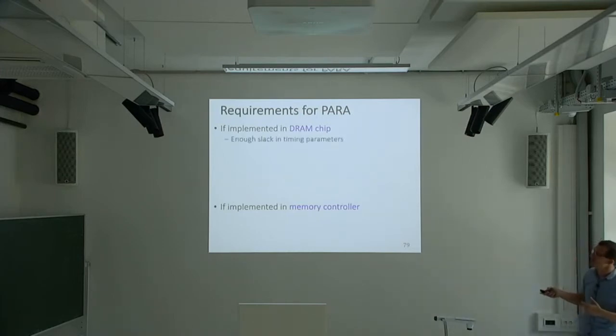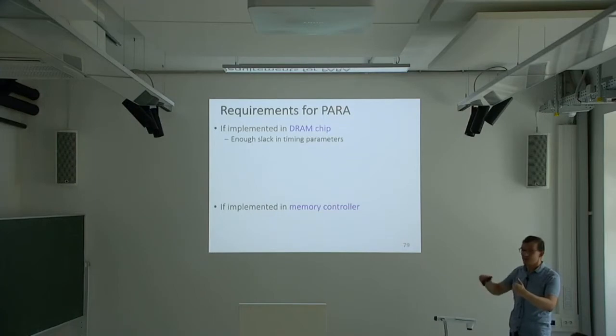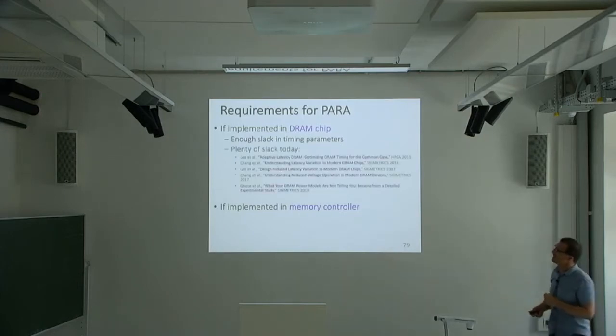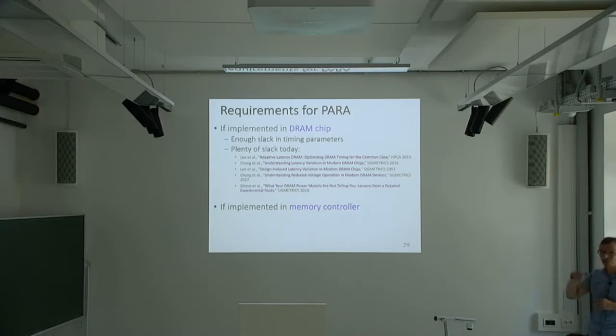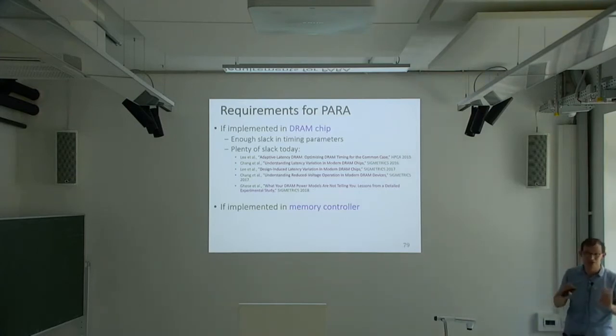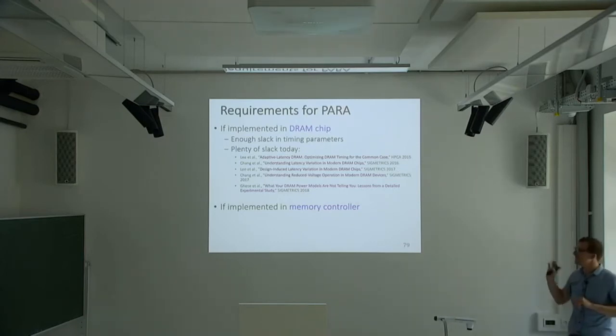So how do you implement in a DRAM chip? If you have enough slack in timing parameters, meaning that the memory controller is waiting for longer than it really needs to wait, internally the DRAM chip manufacturer knows this, and the manufacturer can sneak in a refresh to an adjacent row. Because it knows that the memory controller is not going to issue a command. And it knows that there's slack in the timing parameter, because that's built-in slack, and we're going to analyze that when we talk about latency. You can do this. So there's plenty of slack today. And as a result, some manufacturers exploit that slack in refreshes to do more refreshes to some rows that they deem to be vulnerable in some way. They don't exactly disclose how it is, but it's somewhat similar to PARA.